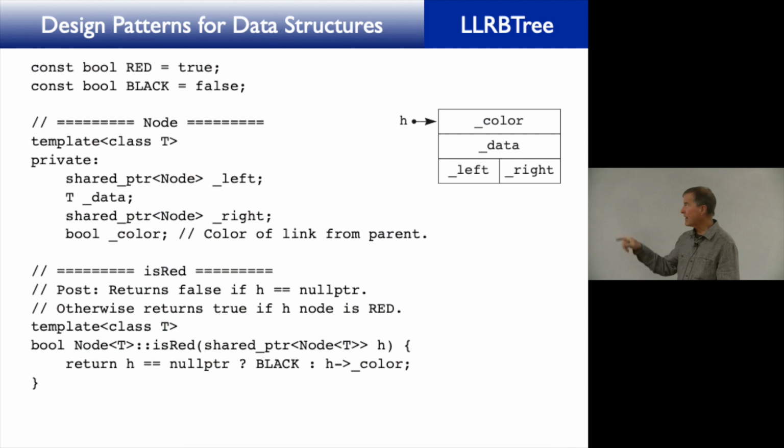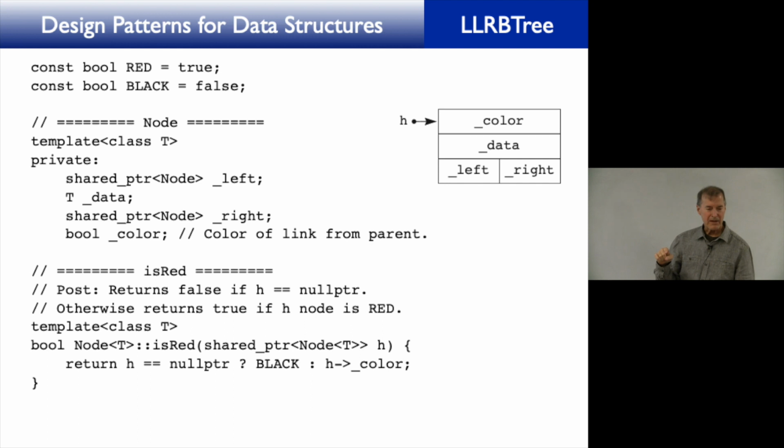And now here is a diagram of the structure of a node. So it has underscore color, underscore data, underscore left, and underscore right. That's just a picture of the node. And typically there's going to be some pointer. The pointer is usually called H. We kind of always use H as the pointer to a node. And look at is red.